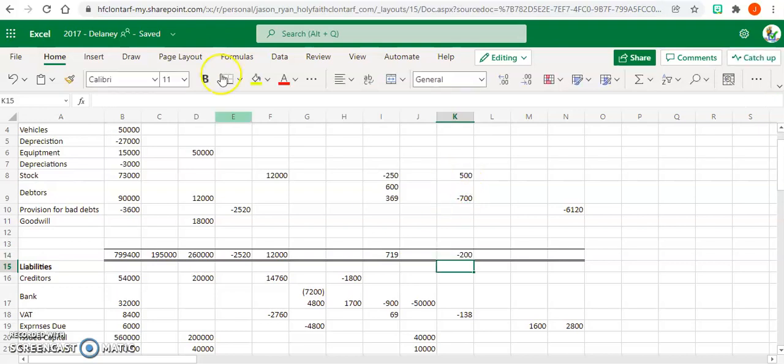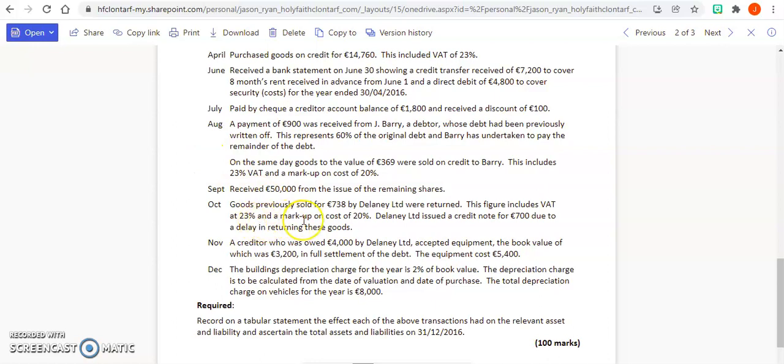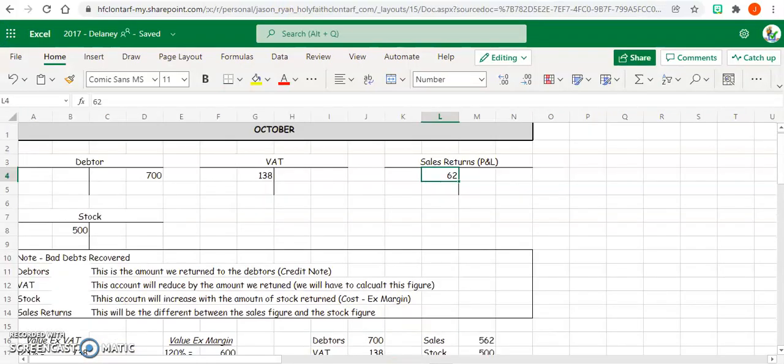So just on that one again, it's telling us that goods previously sold for 738 were returned to Delaney. This figure included VAT of 23%, so you can find out how much our VAT is, and markup on cost of 20%. So it's going to tell us how to calculate our stock then based on what the markup was. And he issued 700 due to Delaney returning these goods. So 700 then is how much we're going to reduce our debtors by. So with the adjustments on it then, 700 we're going to credit our debtors. So our debtors are going to go down by 700.